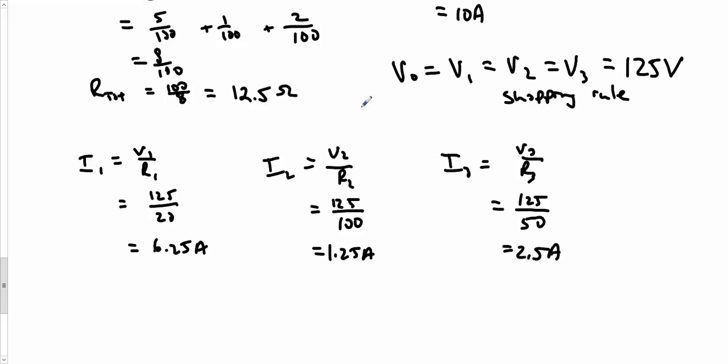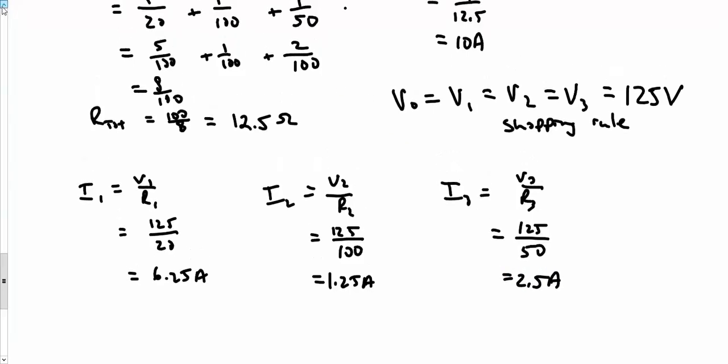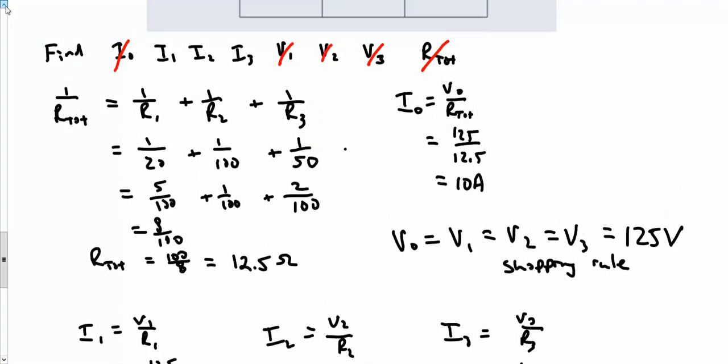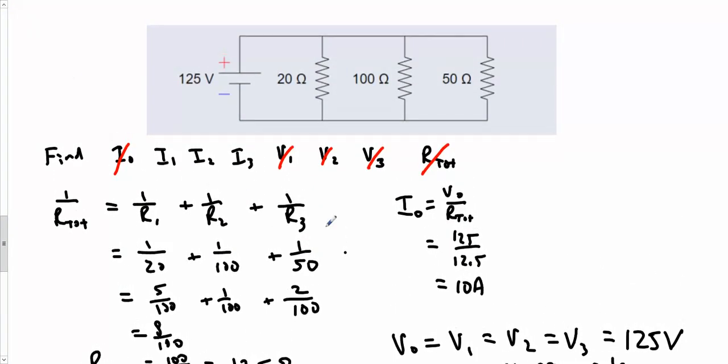Now, as a little check, we found that the current that leaves the battery is 10 amps. That 10 amps is eventually going to split and go down three different paths. So I have 10 cars traveling down this road. That means that in total, going this way and this way, has to also be 10 cars. Do I get that?